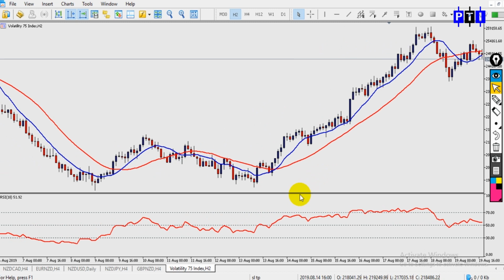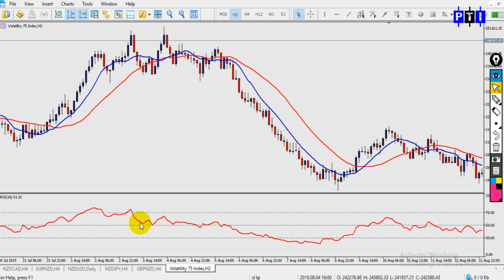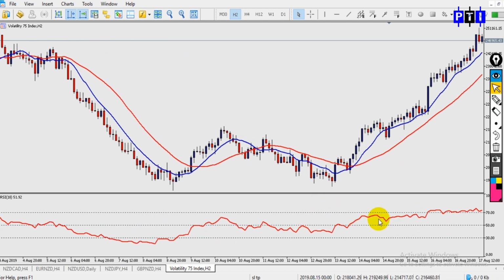So let me give you a clue. You see, I've got 3 lines here: the 70, the 50 and the 30. What I spend my time on mostly is the 50. When the RSI is above 50, I am not willing to buy. I do not buy in this zone, I'm only looking for a selling opportunity. Likewise, when it is below the 50, I do not sell, but I only look for a buying opportunity.